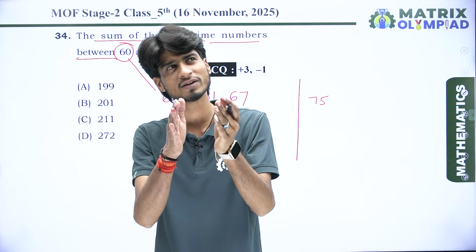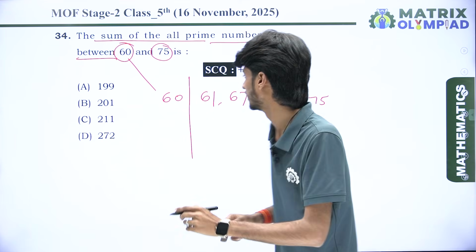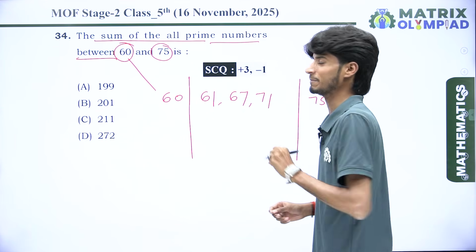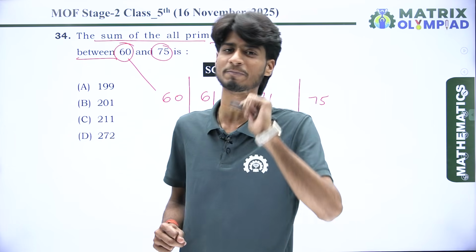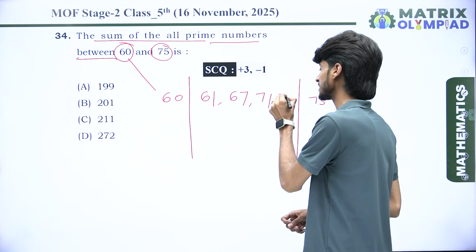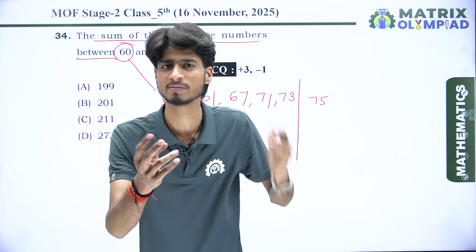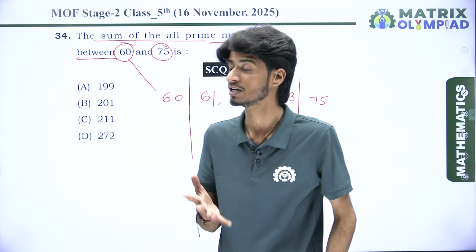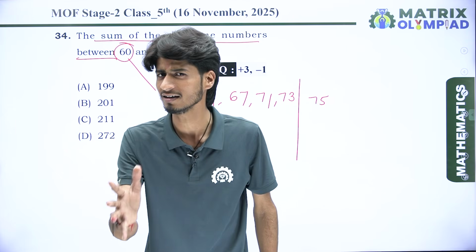So now, dear student, we have 70. It is also not a prime. 71. Exactly. 71 is a prime number. Got it? 72 is not a prime. 73 is a prime number. So the next prime is 73. 74, an even number which is properly divisible by 2, so we can't say it is a prime number. So that means we have only 4 prime numbers between 60 and 75.